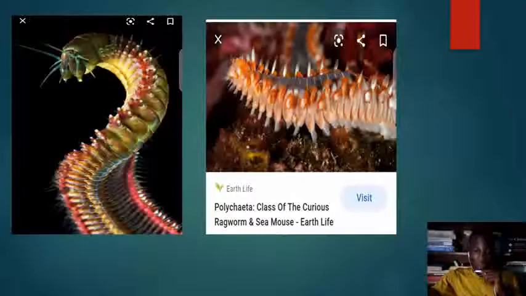So here we have some examples of polychaetes. That's bigger examples of ragworms. So take a critical look at them. As we discussed, you can see the features they are having.